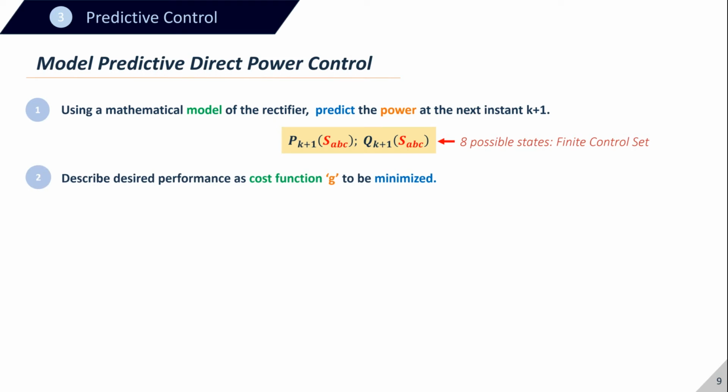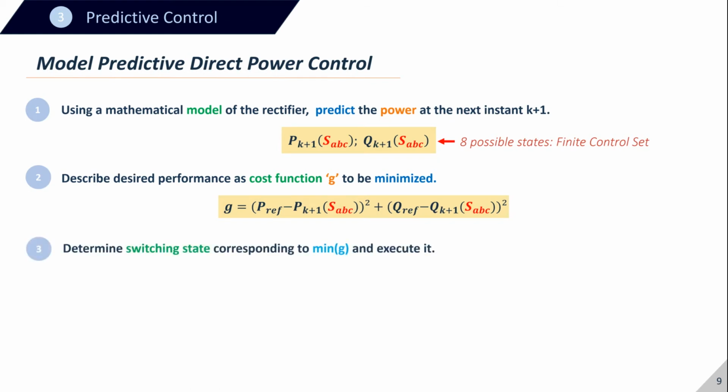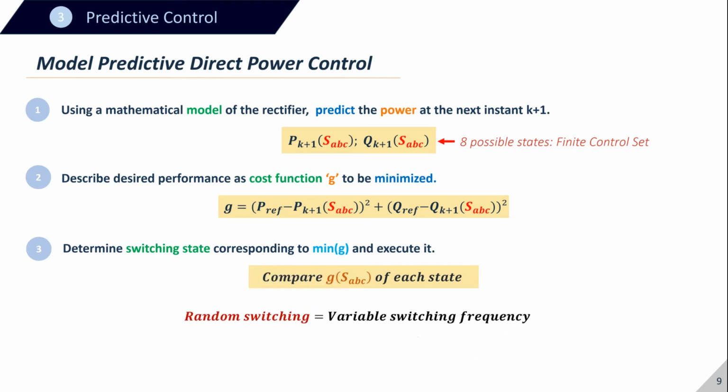Then, we describe our desired performance as a cost function to be minimized. In this case, we want to minimize the error between the predicted and the reference powers. Then we calculate the cost function for each state individually, compare the cost functions generated, and pick up the switching state that generates the smallest cost function, that is, the smallest error. But in this, we have no say over the switching frequency because each sampling period we are generating a new state and it might not be the same as the previous, so we're left with variable switching frequency.